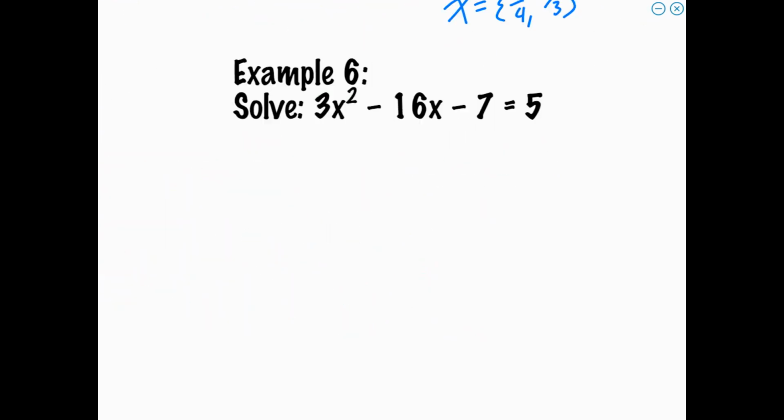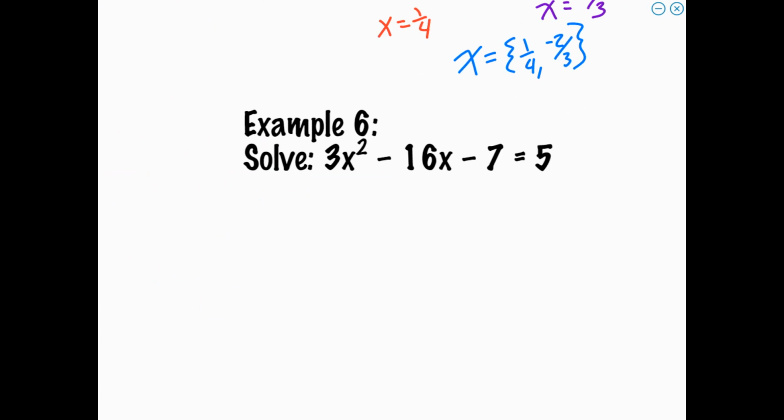Example number 6, I'm going to leave for tomorrow because you won't have any on today's assignment with a number in front of your x squared bigger than a 1. So we will finish that example tomorrow because we're going to continue solving by factoring tomorrow. So I'm going to come around and pass out your assignment.